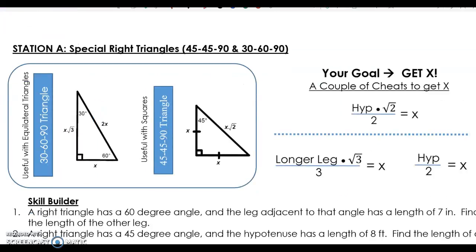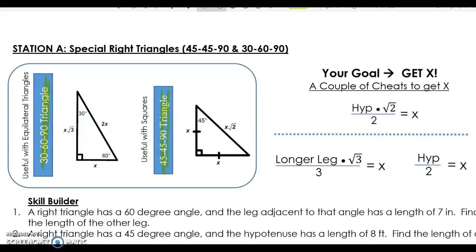Okay, so we're going to go over our special right triangles and some tricks that you can use in order to get the length of the shortest leg, which we call x. Now, before we get started, just to review our two special right triangles that we've learned about. We've learned about the 30, 60, 90, and we've learned about the 45, 45, 90.